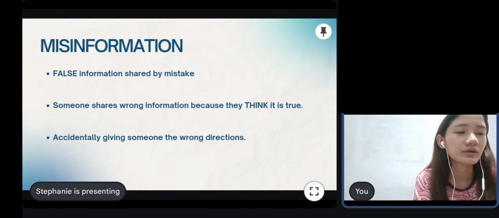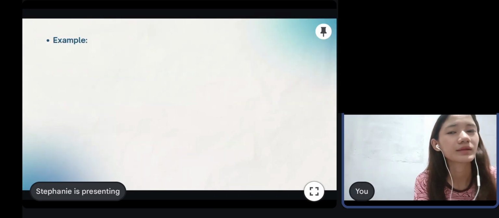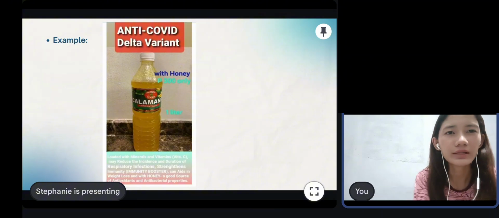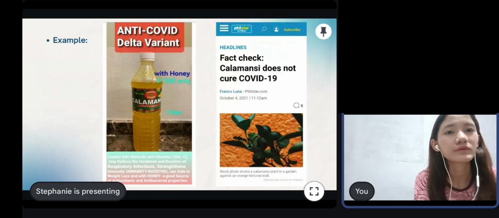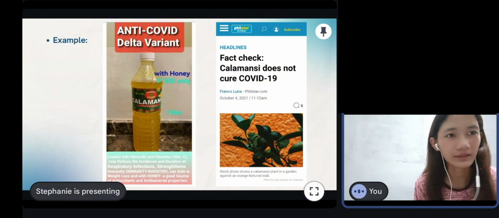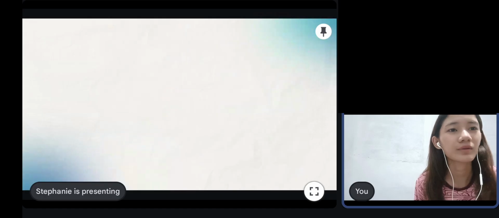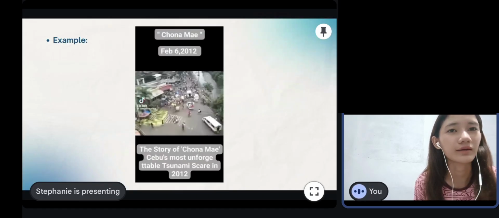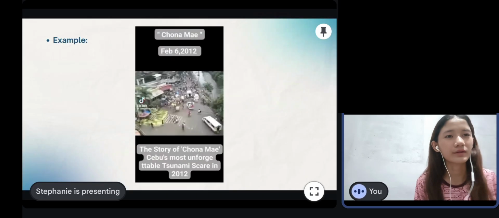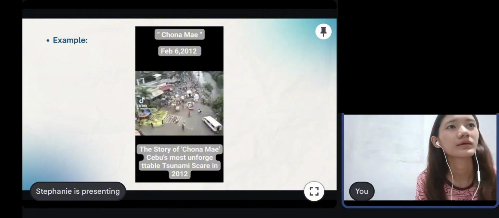So the example that I have gathered is this one. A product claiming to be anti-COVID Delta variant, which was discovered to be false since it was not true. After all, calamansi does not cure COVID-19. Another example is about this video right here. I'm sure you've heard of it once on the internet. Let's play this one.